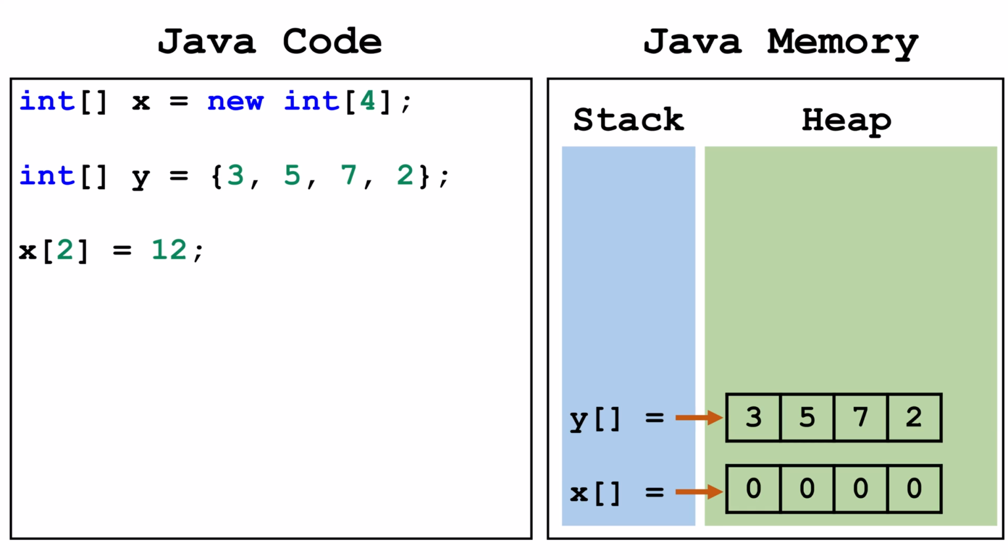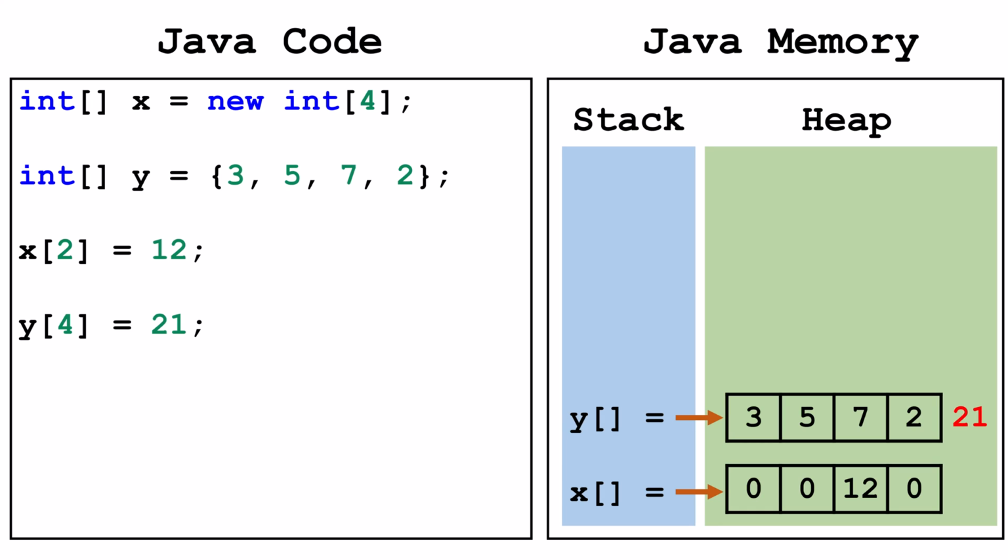If we want to modify data in the array, we do so as with any other variable, except not only do we specify the variable name, but we also specify the index we want to change. This command changes the value in index 2 of the array x is pointing at to 12. Let's look at another line of code. This changes y, index 4, to 21.